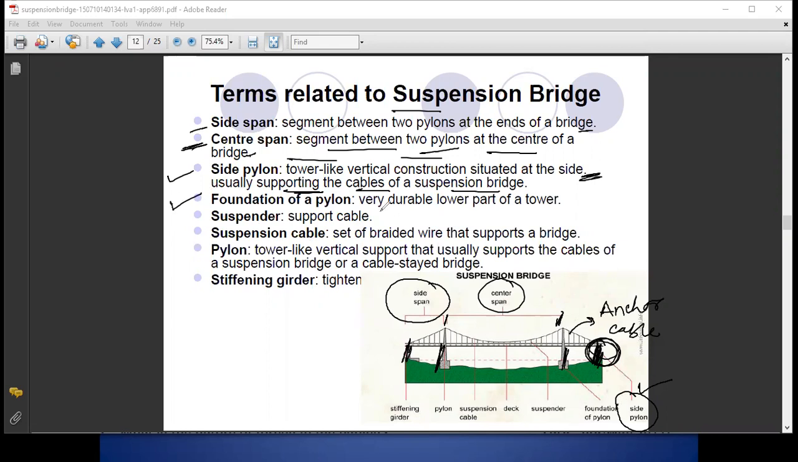Next is the foundation of the pylon. It is the very durable lower part of the tower. This is called the foundation.